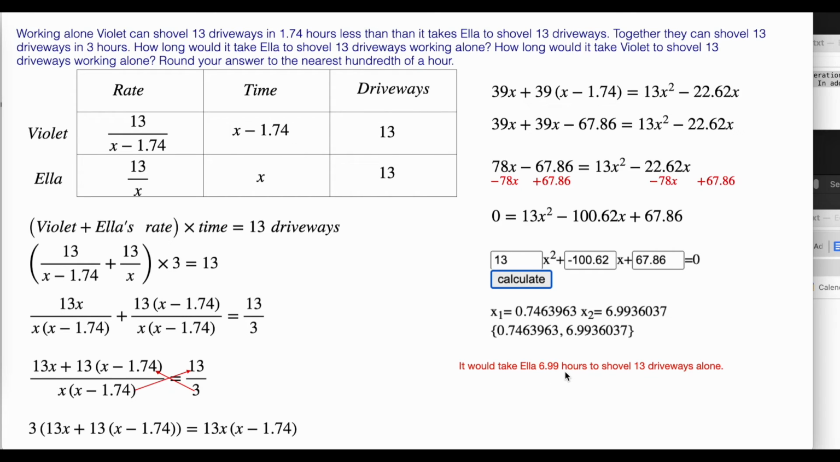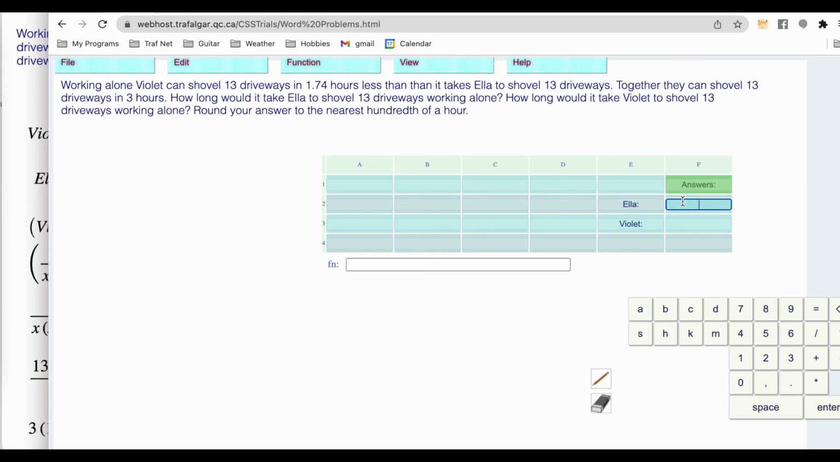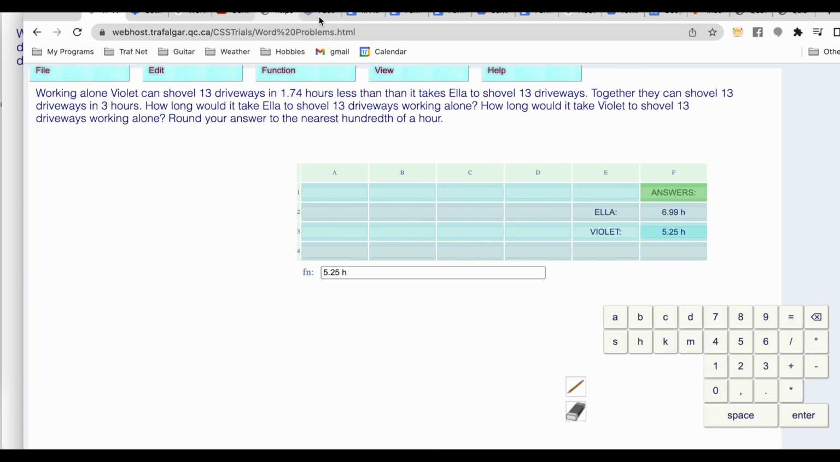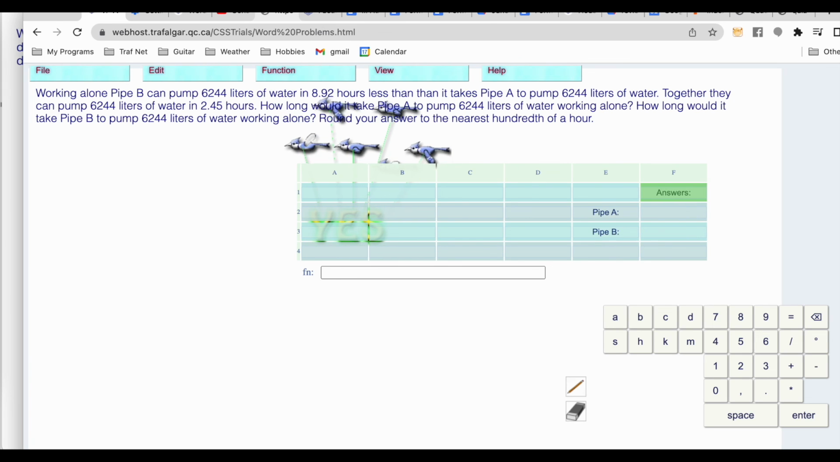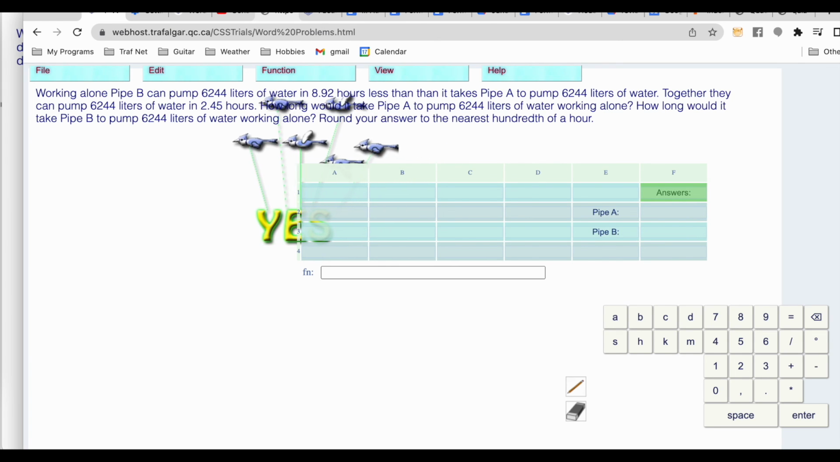It would take Ella 6.99 hours to shovel 13 driveways. We're rounding to the nearest hundredth, which is this 9. Violet would be 6.99, take away 1.74, which is 5.25. It would take Violet 5.25 hours to shovel the 13 driveways alone. Ella is 6.99 hours. Violet is 5.25 hours. And then we press enter to see if we're right. And that is it for level number 9. Have a good day.